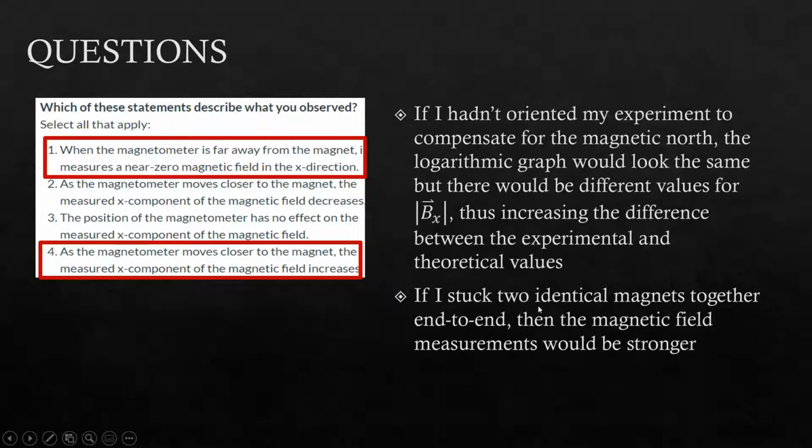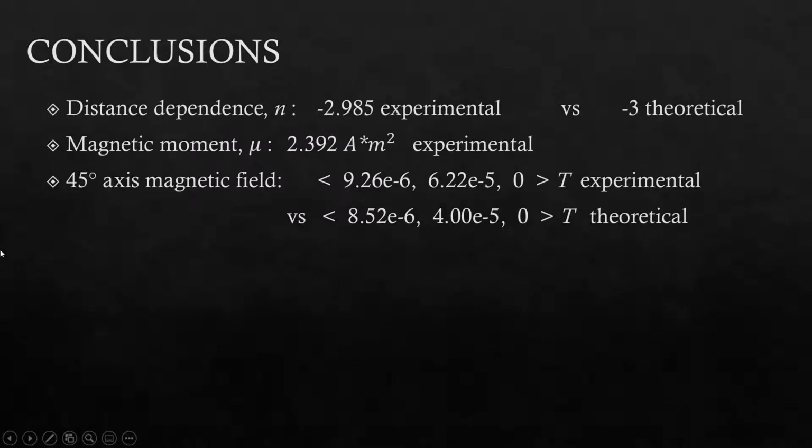If I had stuck two identical magnets together end to end, then the magnetic field measurements would be stronger or greater in magnitude. So for my distance dependence of n, I got negative 2.985, which is very close to the theoretical value of negative 3. And then for my 45 degrees axis magnetic field, you can see that my experimental values are pretty close to my theoretical values, but they're not exact. And this may be due to how there could be other interferences acting on the magnetometer in my iPhone, or that my magnetometer in my iPhone is just not as accurate as it should be. And that's all. Thank you.